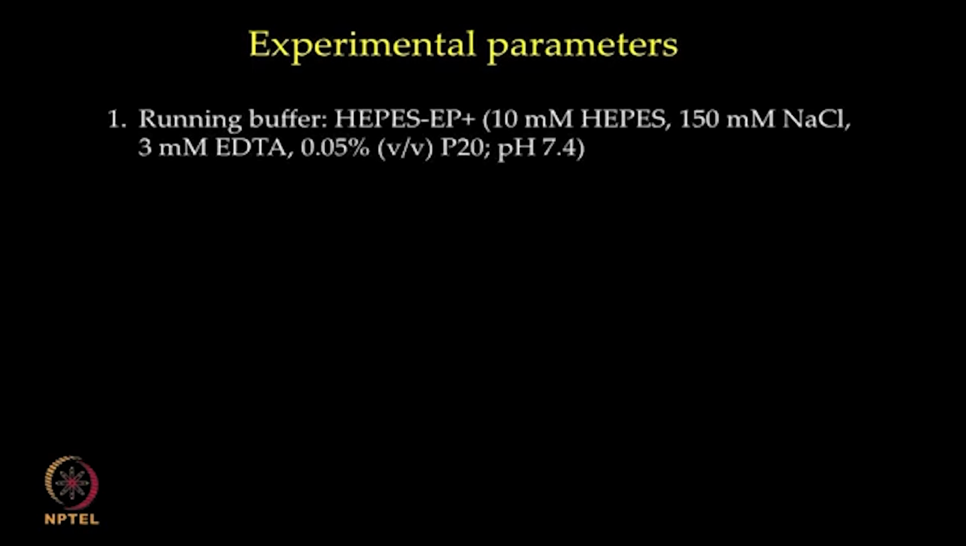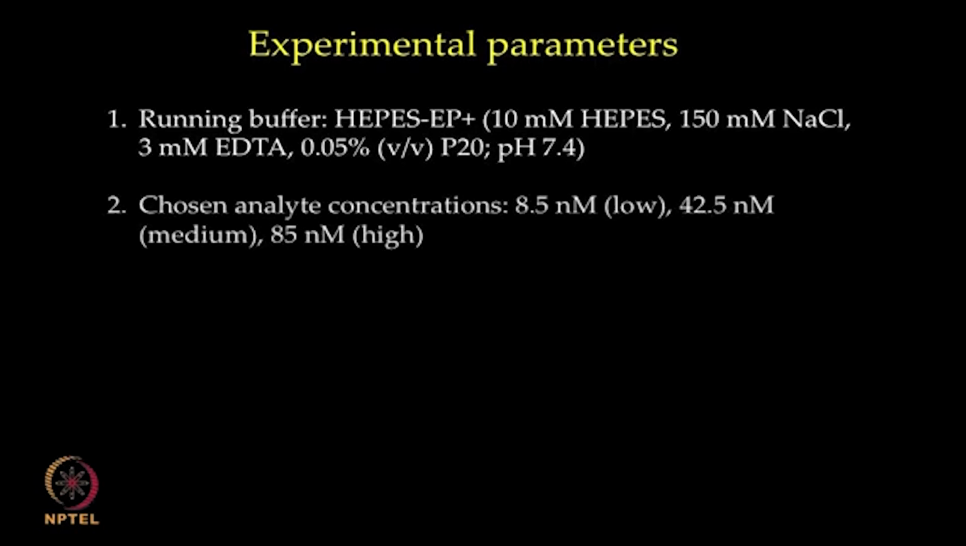In today's binding experimental setup, we will be using HBS-EP Plus as the running buffer. We will be preparing 3 different concentrations of beta 2 microglobulin protein, which are 8.5 nanomolar, 42.5 nanomolar and 85 nanomolar for evaluating its binding with the antibody having 8.5 nanomolar concentration in duplicate. These 3 concentrations will be referred to as low, medium and high.